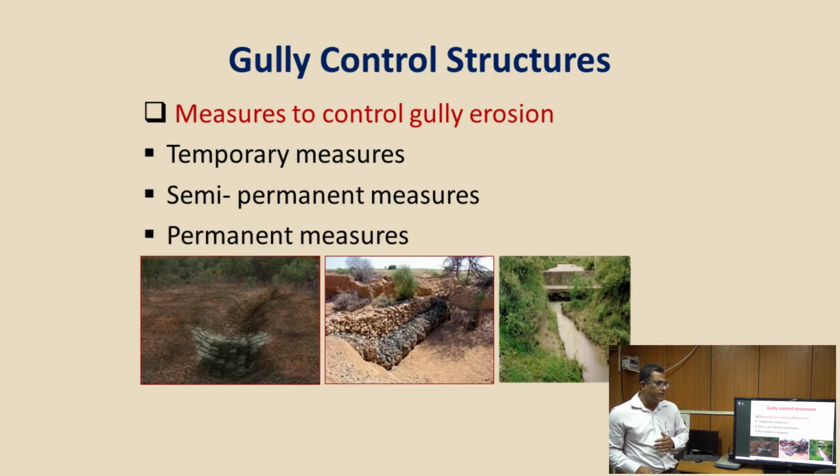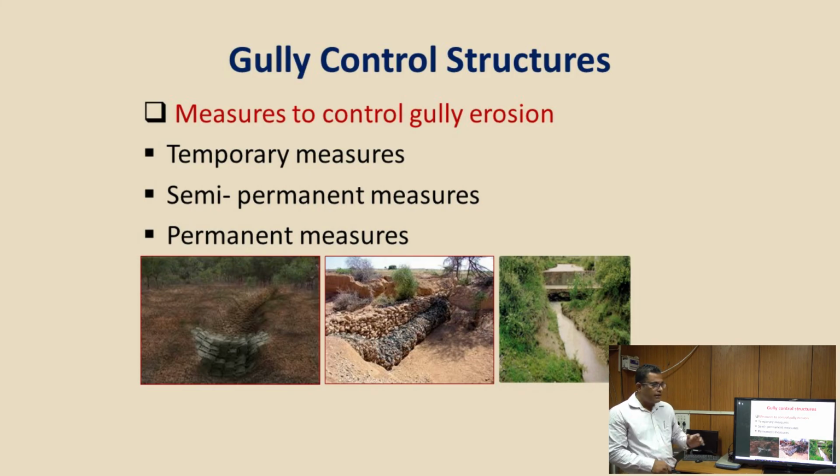Then there is the semi-permanent structure, which has a life of 5 to 10 years. Here we use boulders, and to support the boulders we weave them with galvanized iron wires, so that they remain as one unit and give higher resistance to a bigger flow of water or runoff. Third is the permanent structure, which has a life of more than 10 years. This is basically constructed with cement, and we try to avoid this type of structure because it is very expensive.